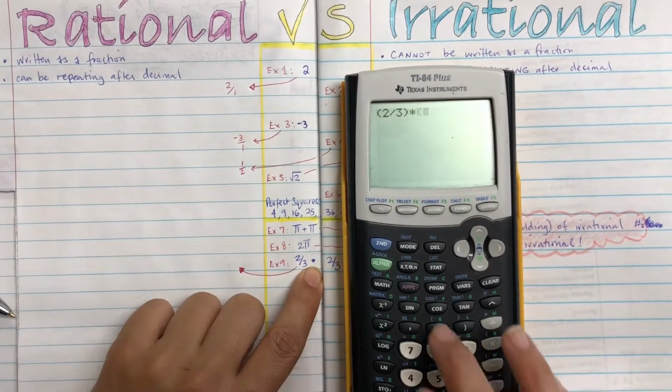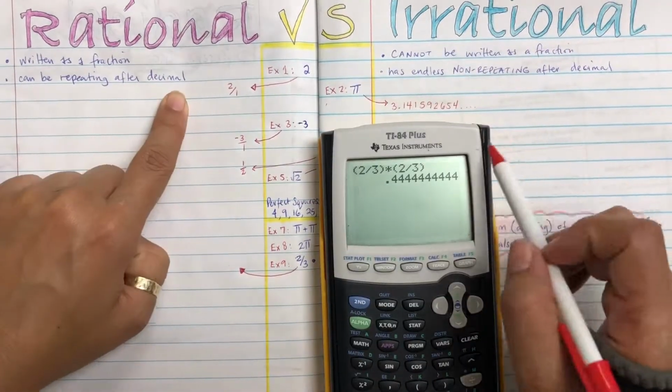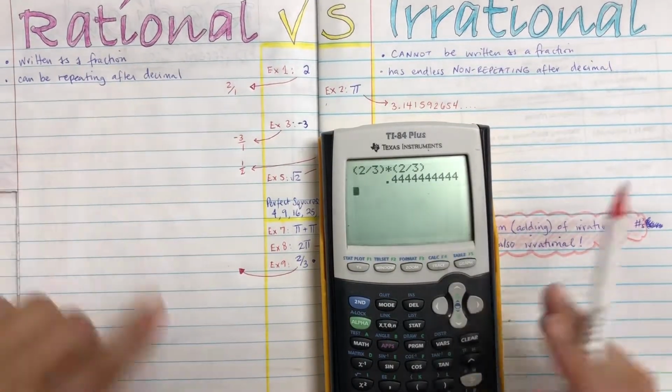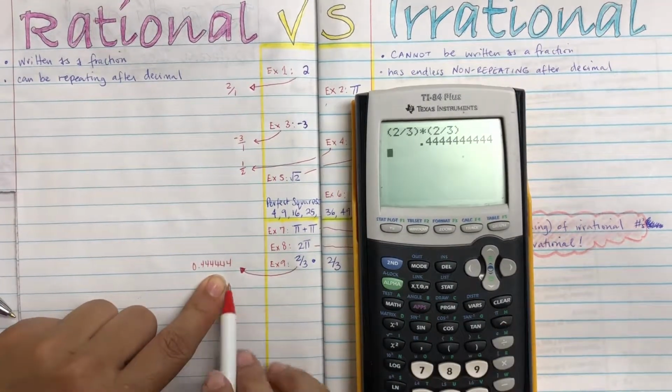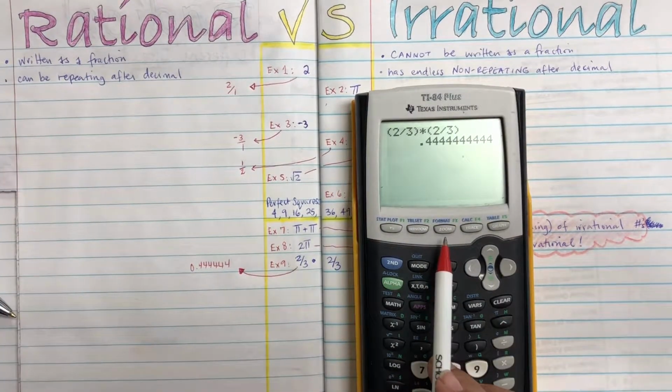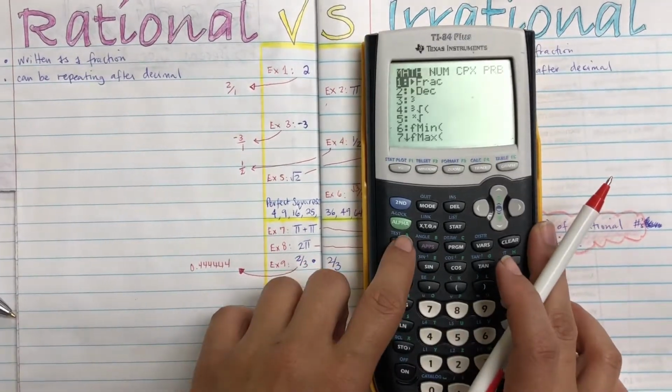Make sure you put them in parentheses so that it knows that it goes together. Okay, then you see it's a repeating decimal. That's why it's rational. Now you can make that repeating decimal into a fraction. You can check on a calculator to see if it's a fraction by hitting math, enter, enter. So you can check if a decimal is going to make a fraction.